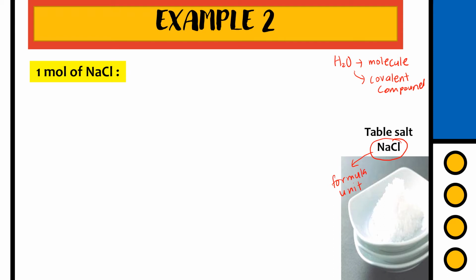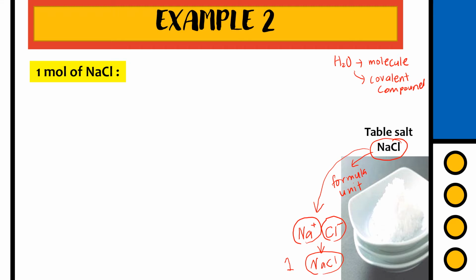Okay, kenapa NaCl kita panggil formula unit? Kita tak panggil molecule. Okay, this is because NaCl is made of ions. Dia terhasil daripada attractive force between Na plus ion with Cl minus ion. Barulah dia akan dapat dekat sini NaCl. So, yang ni kita panggil sebagai one formula unit of NaCl that consists of these two ions.